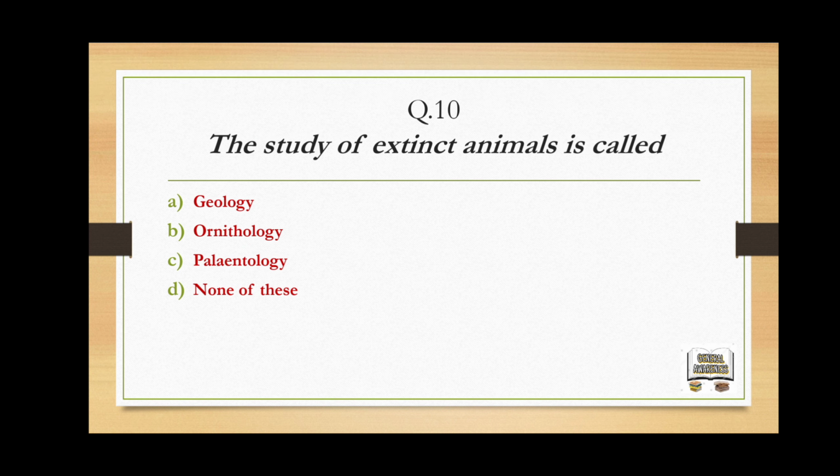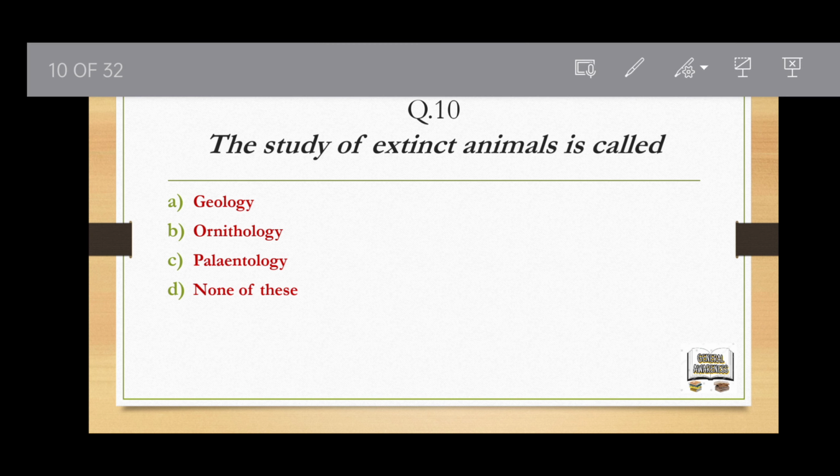Next question. The study of extinct animals is called option A geology, option B ornithology, option C paleontology, option D none of these. The correct answer is option C paleontology.